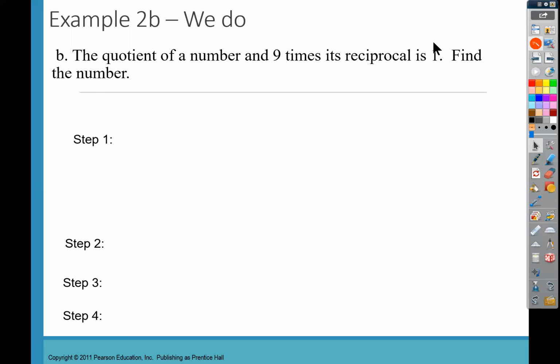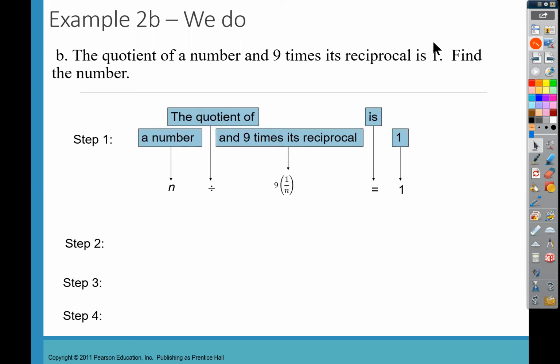2b says the quotient of a number and 9 times its reciprocal is 1. So find the number. So the quotient of a number n, so quotient means divide, of a number, so n, and 9 times its reciprocal. So its reciprocal would be 1 over n, and then you do 9 times that. So that would be setting it up.